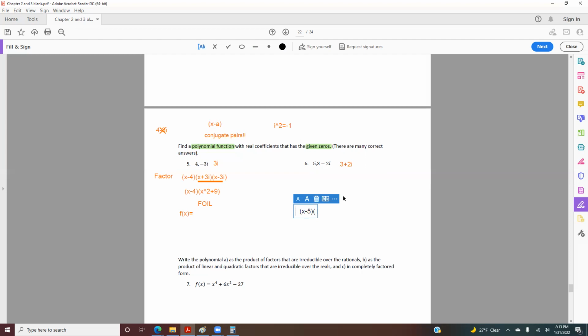Does it have an x in it? Yes, factor form always has x in front. Would it be x plus 3 plus 2i? Don't forget, in order for you to write the factor form, all your signs have to be switched. So it should be x minus 3 plus 2i. And how about the last zero over here? x minus 3 minus 2i.